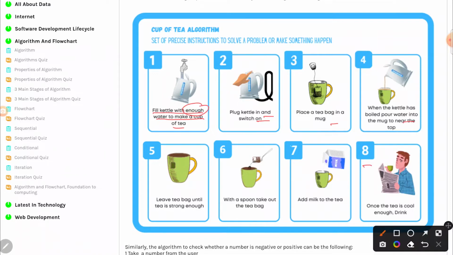Now the important part of this algorithm, the making a cup of tea algorithm, is that if you repeat this set of instructions, you are guaranteed to get tea ready to sip.